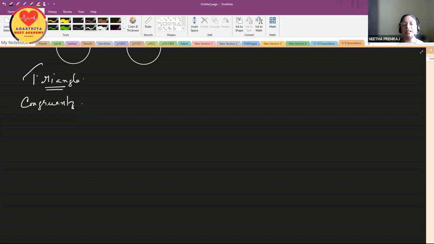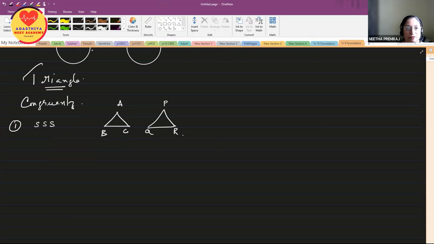There are certain criteria. We will see them one by one. The first criterion: there are two triangles, ABC and PQR. The measure of AB is equal to PQ, the measure of AC is equal to PR, and the measure of BC is equal to QR. Then you can say by SSS criteria, triangle ABC is congruent to triangle PQR.